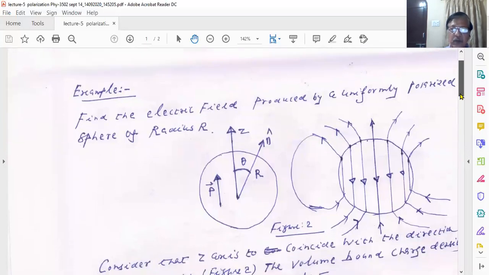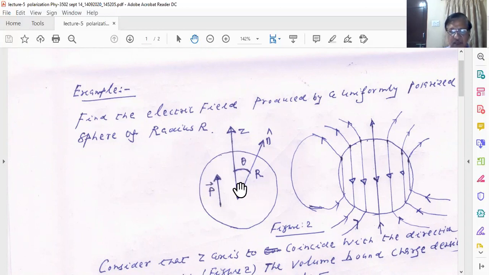The problem given to you is to find the electric field produced by a uniformly polarized sphere of radius R. Please remember, if the sphere is uniformly polarized, then your vector P is given, and you can set your vector P along the polar axis of our coordinate system. We will solve this problem in a spherical polar coordinate system.